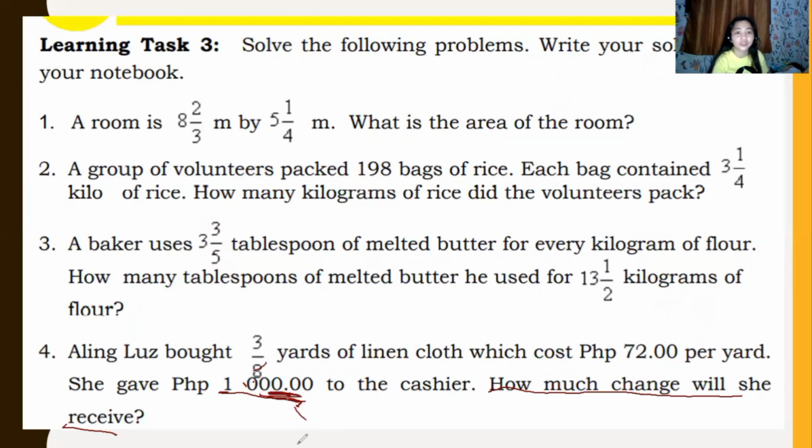may hidden question tayo. Ang hidden question natin here, how much is the 3/8 yards of linen cloth? So, ibig sabihin, wala pang isang yarda yung nabili niya. Ang liit naman ang binili niya. 3/8 yards naman. So, it's for you to answer this learning task number 3.